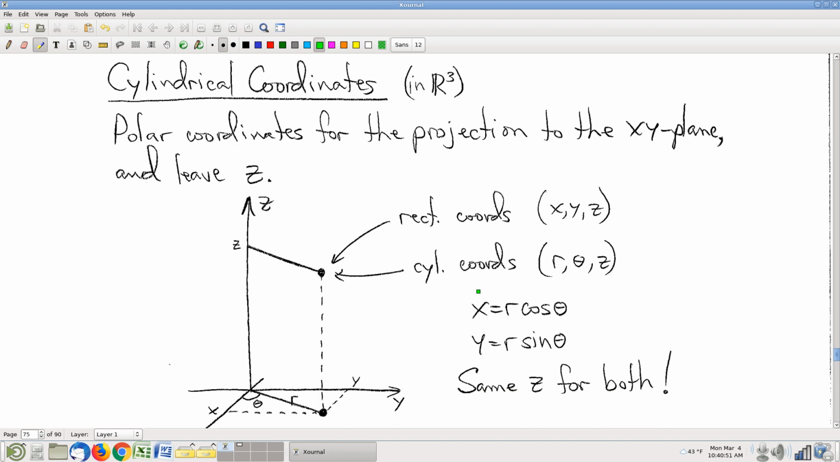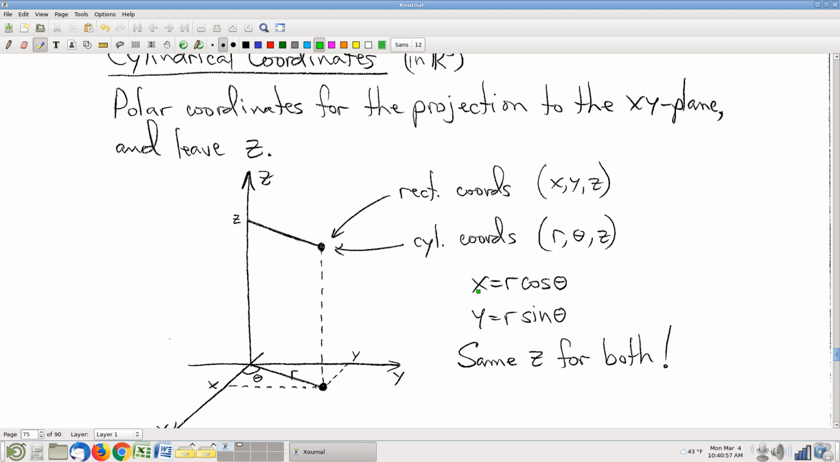Cylindrical coordinates is, I'm going to say, kind of the same thing. It's literally the first two coordinates of cylindrical coordinates are polar coordinates. They are, in fact, just the polar coordinates theta and r that you get by taking your point in space and projecting down to the xy plane. If you have a point in 3 space, you can look at its shadow down in the xy plane, and that point has polar coordinates in the xy plane. Those are the first two of your cylindrical coordinates.